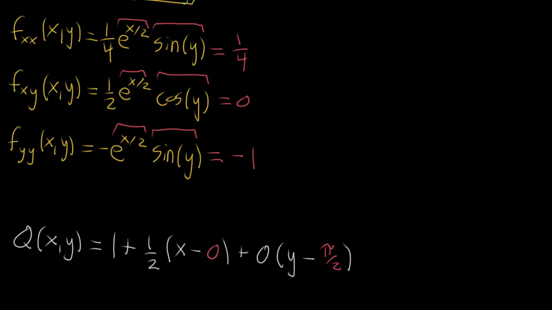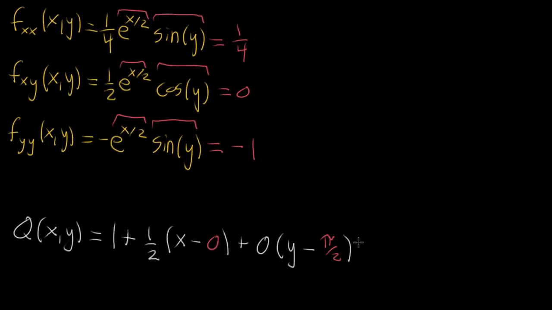And then for the second partial derivative terms, maybe I'll actually be able to keep it on the same screen here. We're going to have something multiplied by x minus its coordinate squared.